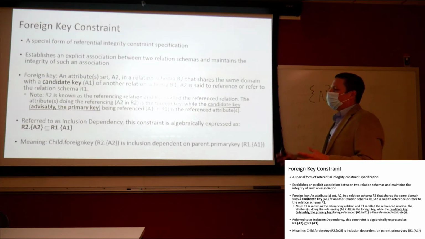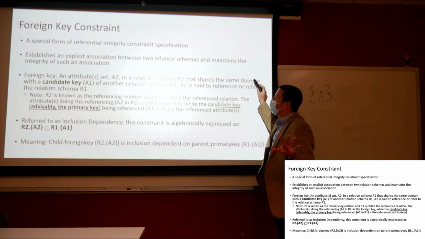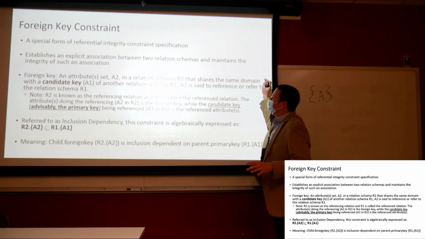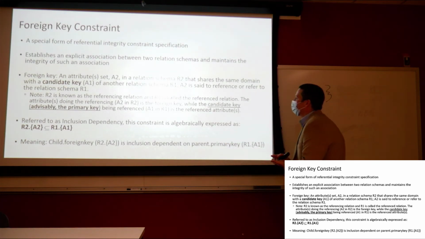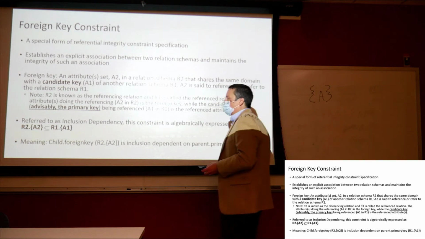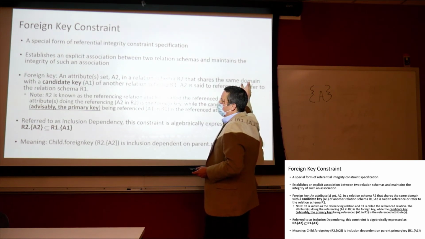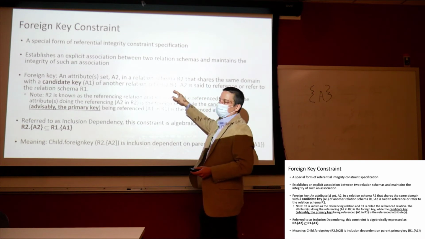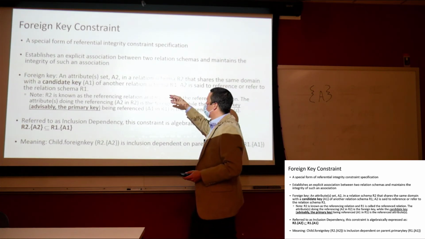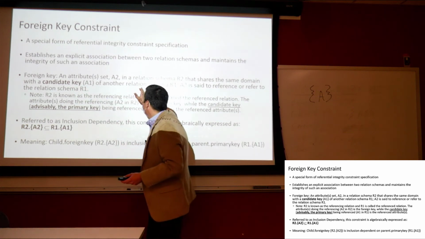And then a special form, or kind of the operationalization of the referential integrity constraint. What really makes the referential integrity constraint work is the foreign key constraint. I told you we would put some actual definitions to these words. Our foreign key constraint is what creates this relationship between relations in our database, okay? A foreign key is an attribute or set of attributes in a relation that shares the same domain of values with a candidate key in some other relation.